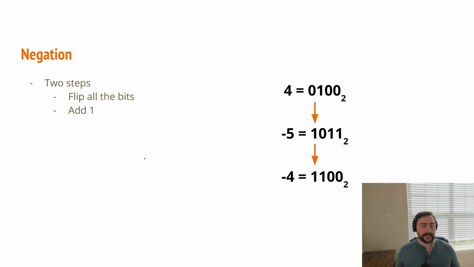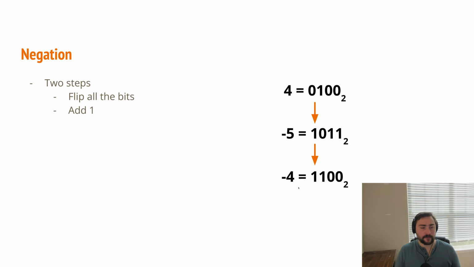Now, from a purely mechanical perspective, the operation is just two simple steps. The first thing we do is flip all the bits, so all the zeros become ones and all the ones become zeros. And then we add 1 to that final result. For example, going between 4 and -4 in a 4-bit number. 4 is just 0, 1, 0, 0. The first thing we do is flip all the bits, so 0, 1, 0, 0 becomes 1, 0, 1, 1. And then we add 1 to that result, and that gives us 1, 1, 0, 0, right? Our expected result here.